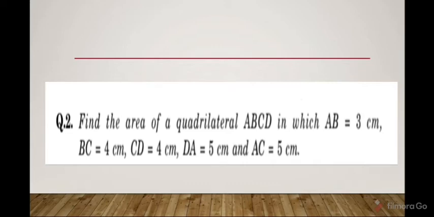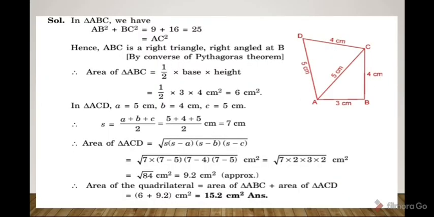Now question number 2, find the area of quadrilateral ABCD in which AB is equal to 3 centimeter, BC is equal to 4 centimeter, CD is equal to 4 centimeter, DA is equal to 5 centimeter, and AC is equal to 5 centimeter. So this is the figure. As you can see in this quadrilateral, 4 sides are given, and also the length of the AC diagonal is given.